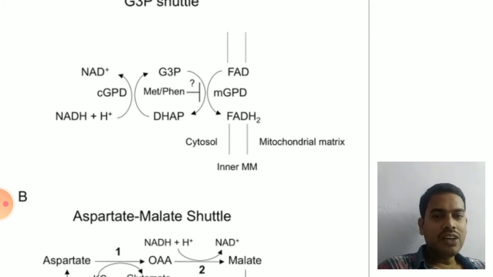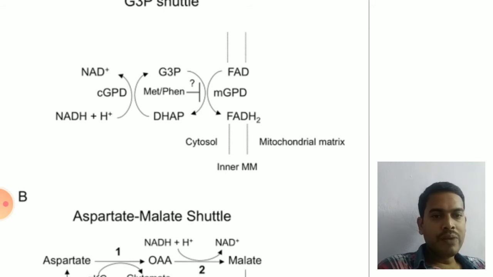So instead of NADH being transported into mitochondria, the electrons or hydrogens on NADH are transported onto the electron transport chain, which is present in the inner mitochondrial membrane, since the mitochondrial membranes are impermeable to NADH. So in this glycerol 3-phosphate shuttle, the hydrogens or electrons on NADH2 are transferred onto FAD, converting FAD to FADH2.